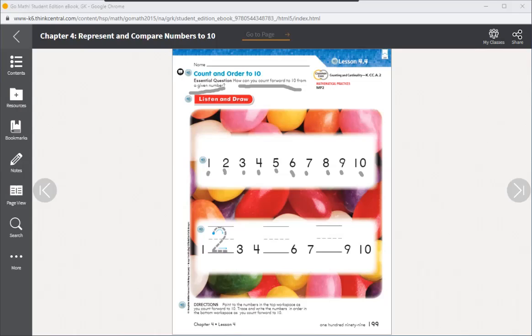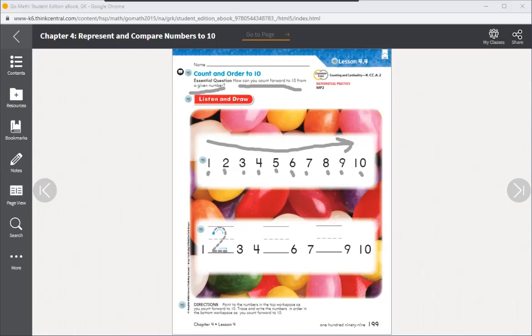So that is counting forward, okay? Because we're counting ahead. We're not counting back, okay? So forward, we're counting 1 through 10. Now here on the second one, it says we need to trace and write the numbers in order in the bottom, okay? So here we have the number line. We have 1 through 10 in order of sequence, okay? 1, 2, 3, 4, 5, 6, 7, 8, 9, 10. So we have them all in order sequence, counting ahead.